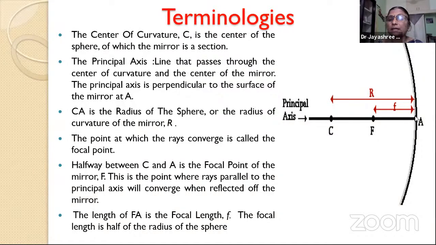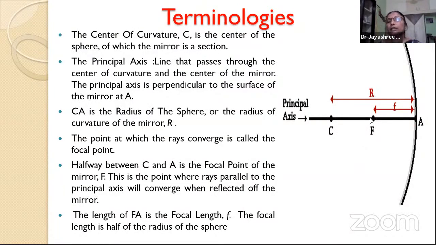And whenever we have to consider the center of the curvature C, which is the center of the sphere of which the mirror is a section, what is CA? CA is the radius of the sphere, also known as the radius of curvature of this mirror. What is the radius of curvature? It is shown by the capital letter R in this schematic. The point at which the rays converge is called the focal point.